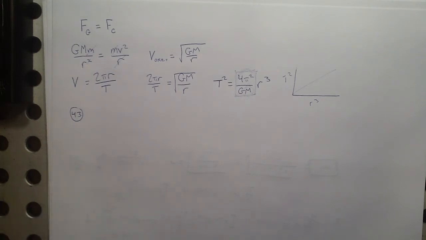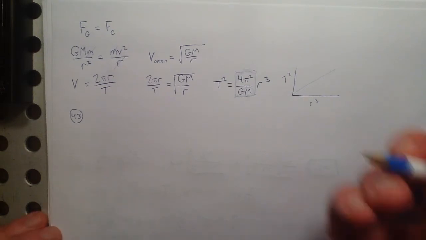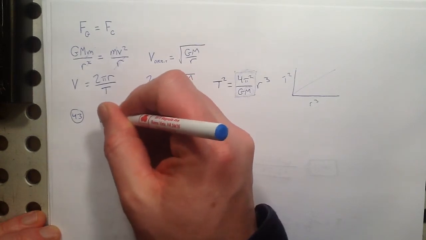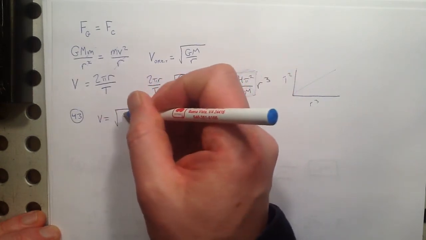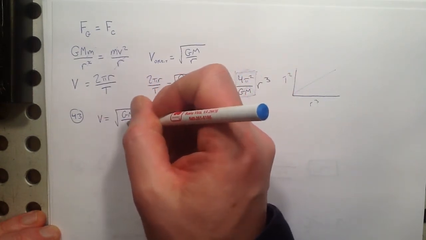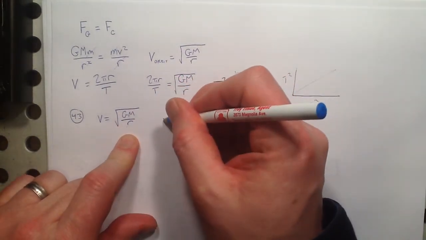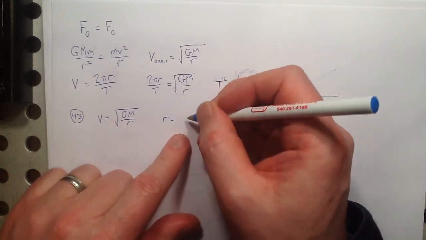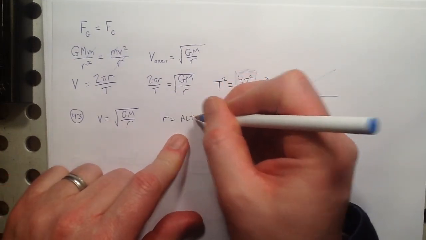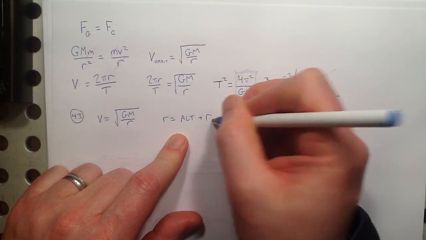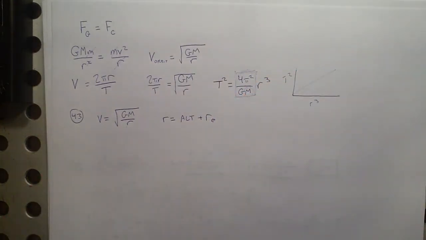All right, so first question: what linear speed must an Earth satellite have to be in a circular orbit at an altitude of 160 kilometers above the Earth's surface? Well, I know that the velocity of orbit has to be equal to the square root of GM over r. One of the tricks here is that the r is equal to the altitude plus the radius of the Earth.